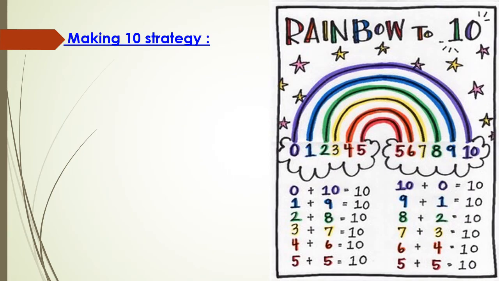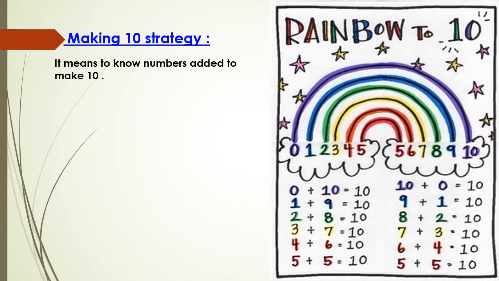Now let's study together the last mental math strategy, which is the making 10 strategy. It means to know the addends that make 10. We have to memorize all the numbers that can be added together to give me 10. Here, look at the following chart. We have to know the numbers that added together on the same line give me 10.